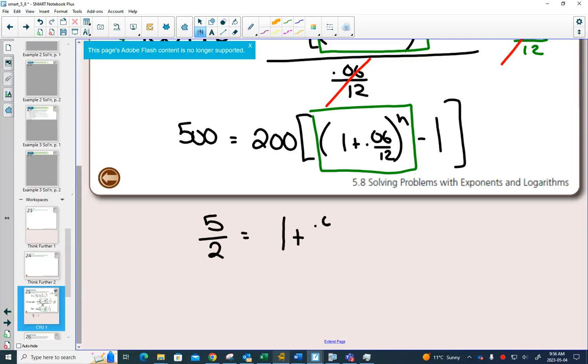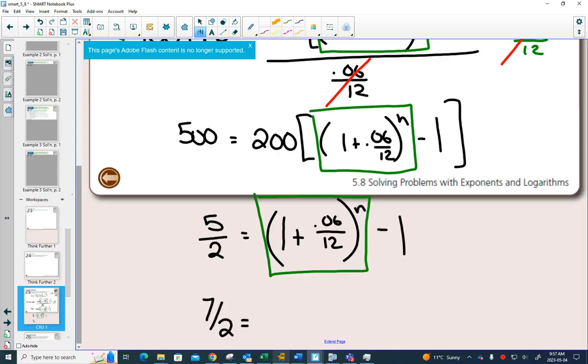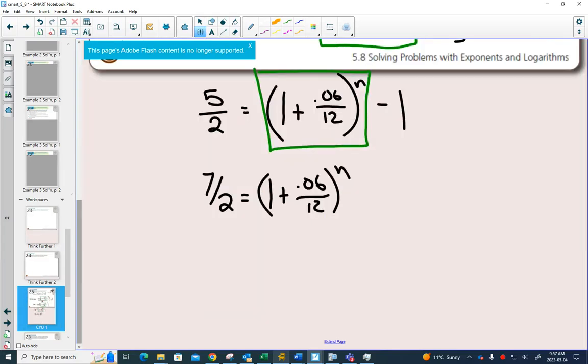I still have the 1 plus 0.06 divided by 12 to the n minus 1. Can you see that I don't need those big square brackets anymore? They were holding that, but now you wouldn't need them. Again, I want to get this by itself. The only thing I have left to do is add 1 to both sides. Adding 1 to both sides will give me 7 over 2. And now I've finally got the power by itself.